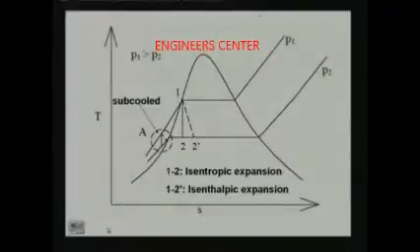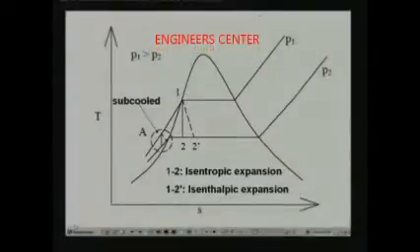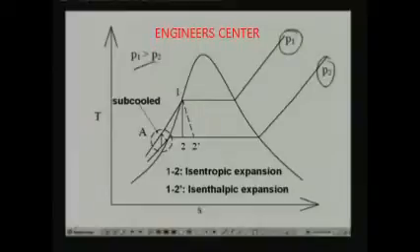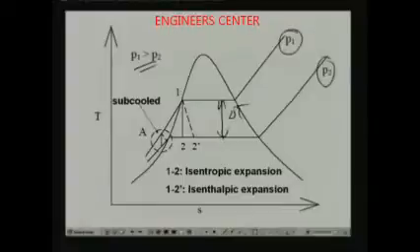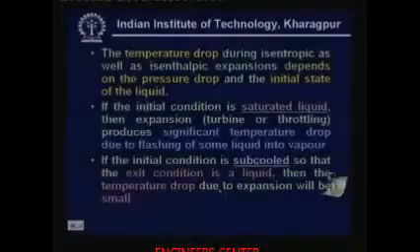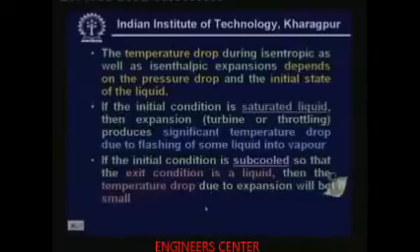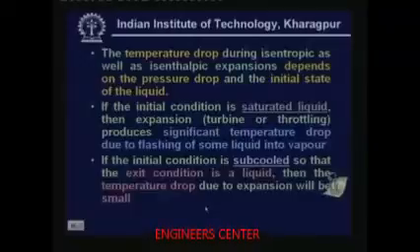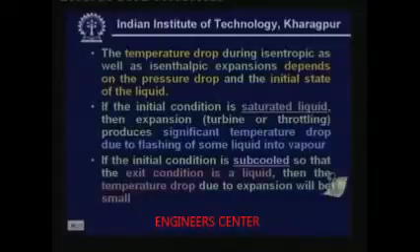Okay. So you can see that P1 and P2 are the initial and final pressures, and P1 is greater than P2. So for a given pressure drop, this is the temperature drop, delta T. You can see that the temperature drop is significant as long as the initial condition is saturated liquid and the final condition lies in the two phase region. Now as I said, if the initial condition is saturated liquid, then expansion produces a significant temperature drop due to flashing of some liquid into vapor.